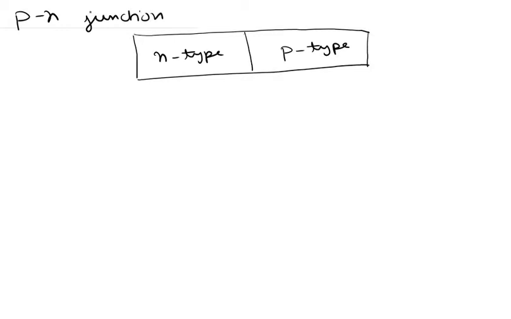So a p-n junction is basically nothing but a junction of a p-type and n-type material, and it is fabricated by the method I just discussed. So we have the n-type semiconductor here, and we have the p-type semiconductor over here. Okay, so this is known as a p-n junction or metallurgical junction.